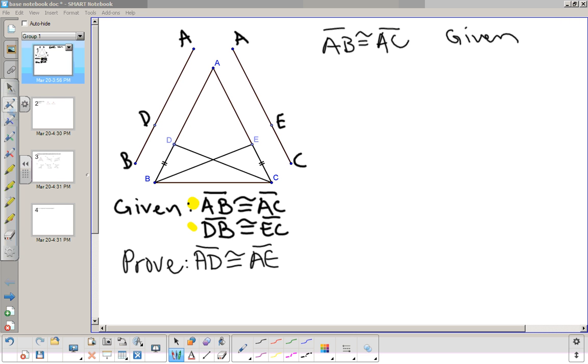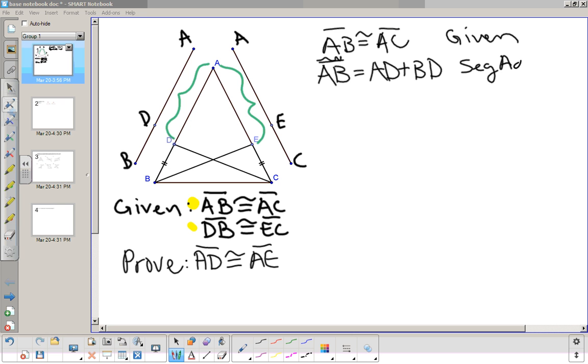I'm just going to get that out there. And then I'm going to use the segment addition postulate. Again, the goal is to get AD congruent to AE. So I need to get the segment addition postulate set up. And then I need to get those two somehow in the same equation. So I'm going to be using substitution or transitive. We use the segment addition where I've got segment AB, the length of AB equals AD plus BD. And this is the segment addition postulate.